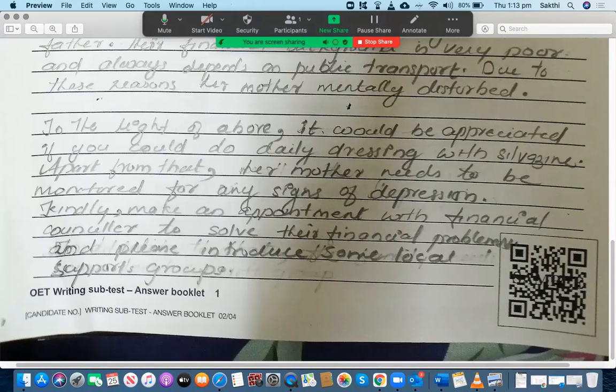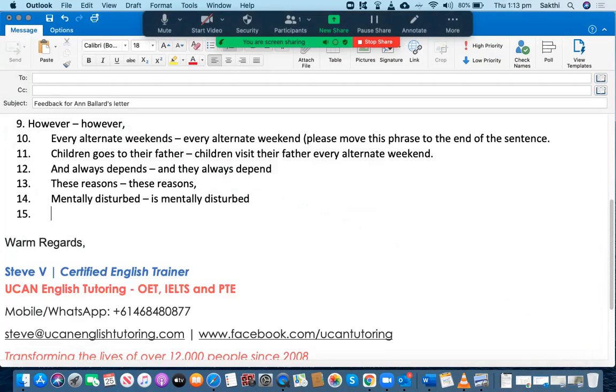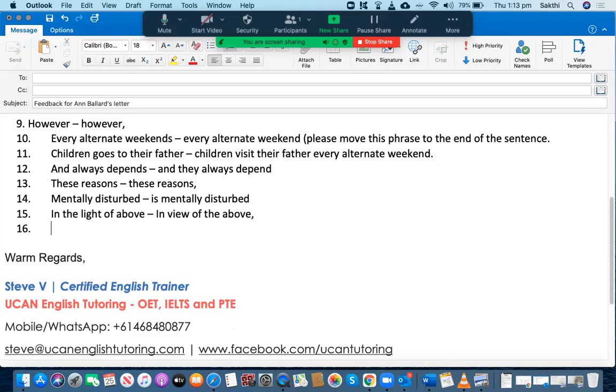In the light of above. Okay. It's better to use in view of the above. Otherwise, in light of the above, but light of the above is less formal when compared with that of view of the above.